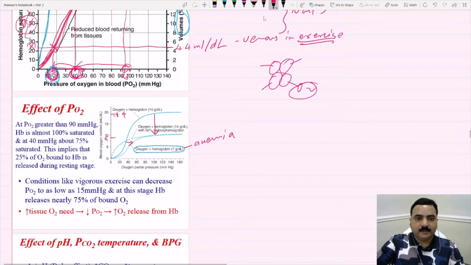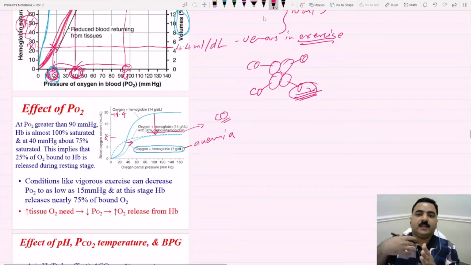The dotted line is the oxygen hemoglobin curve with 50% carboxyhemoglobin. Carboxyhemoglobin means what? Carbon monoxide, CO, not CO2, attached to hemoglobin. When carbon monoxide is attached to the hemoglobin, it becomes very difficult for the oxygen to get released. You cannot release the oxygen from the hemoglobin. The affinity of the oxygen for the hemoglobin is increased. So even though the partial pressure is falling, no change in the graph, it keeps staying the same. But when the partial pressure falls below 15, then same like the myoglobin, it will fall down.